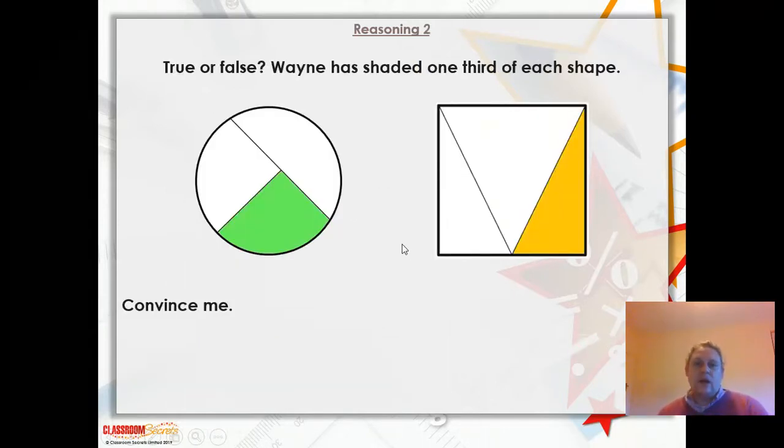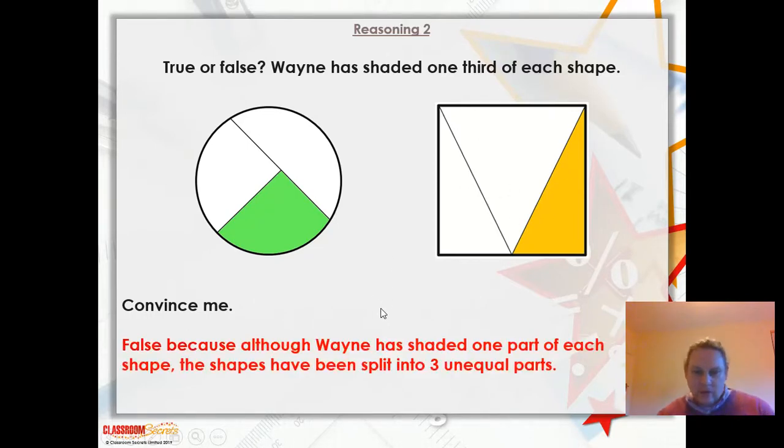Right, true or false? Wayne has shaded 1/3 of each shape. Has Wayne shaded 1/3 of each shape? Okay, has he shaded 1/3 of each shape? Let's have a look at the first one. It's divided into 3. Are they 3 equal parts? No. So even though he's shaded one of those parts, he's not shaded 1/3 because they're not thirds to begin with. Same problem for this shape. He's divided them into 1, 2, 3 parts, but they're not equal. Okay. He shaded one of those parts, but they're not equal parts. They're not thirds. Okay.